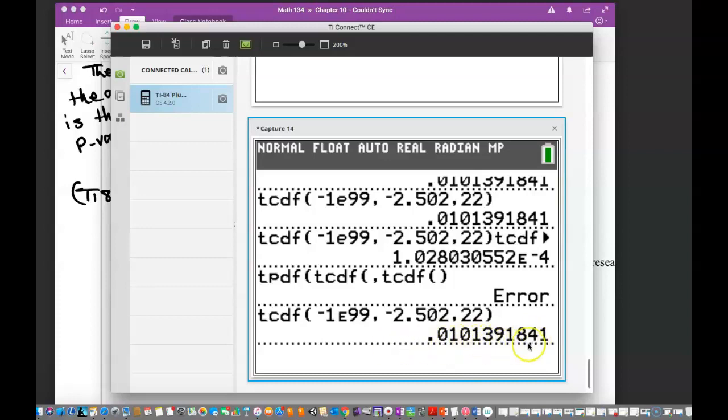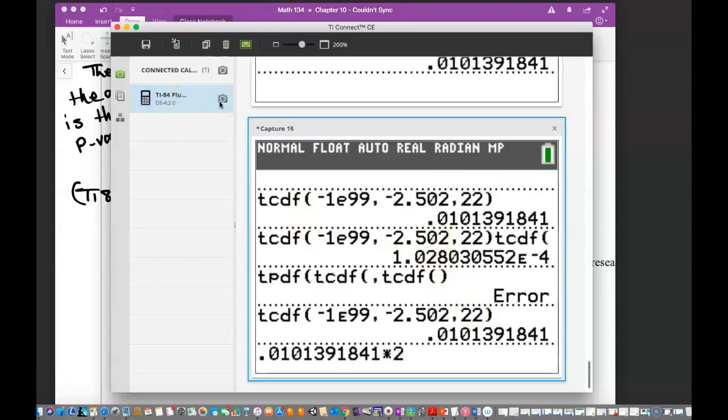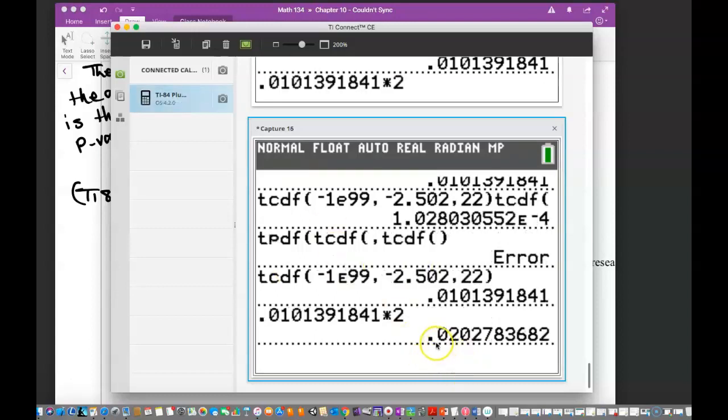Okay, so the answer is 0.010139. Then we should multiply this number by 2 because this is two tails. So multiplying it, the answer is 0.02027. I'm rounding to 0.0203.